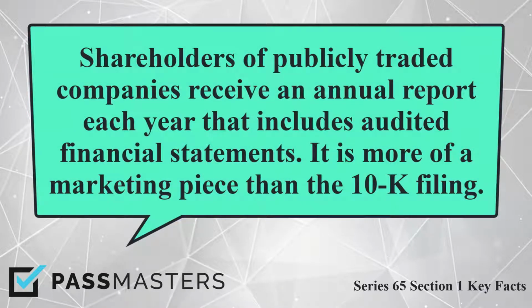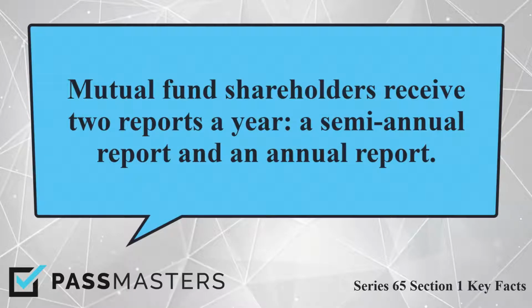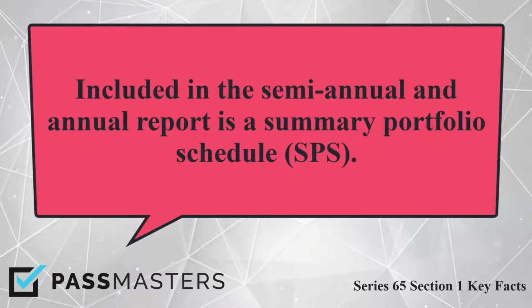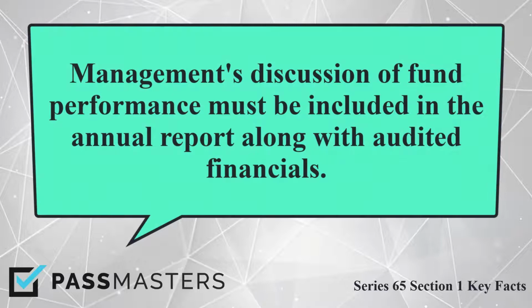Shareholders of publicly traded companies receive an annual report each year that includes audited financial statements. It is more of a marketing piece than the 10-K filing. Mutual fund shareholders receive 2 reports a year, a semi-annual report and an annual report. Included in the semi-annual and annual report is a summary portfolio schedule. Management's discussion of fund performance must be included in the annual report along with audited financials.